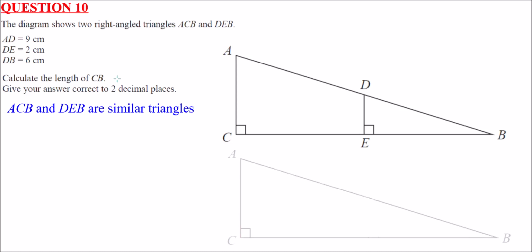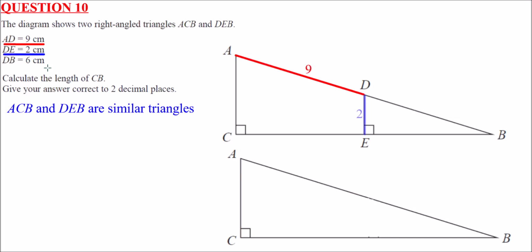So next, what we need to do is to think of ACB separate to just DEB. So we've copied out the same diagram, we're just thinking of a large triangle now. So let's label on these dimensions. So AD is 9, so I can label this 9. From D to E is 2, so I can label this on as well. And then from D to B is 6, so finally labelling this on as well.